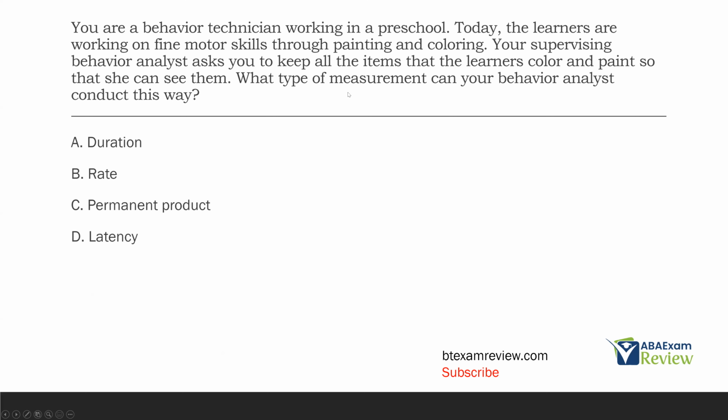What about rate? Can she determine frequency and time? And no, again, you're just giving her product. So if she's going to take the product and measure the product, she's going to be using permanent product. That's the whole idea of permanent product, right? Taking the outcome or the production or the product of the behavior and measuring based on that product.